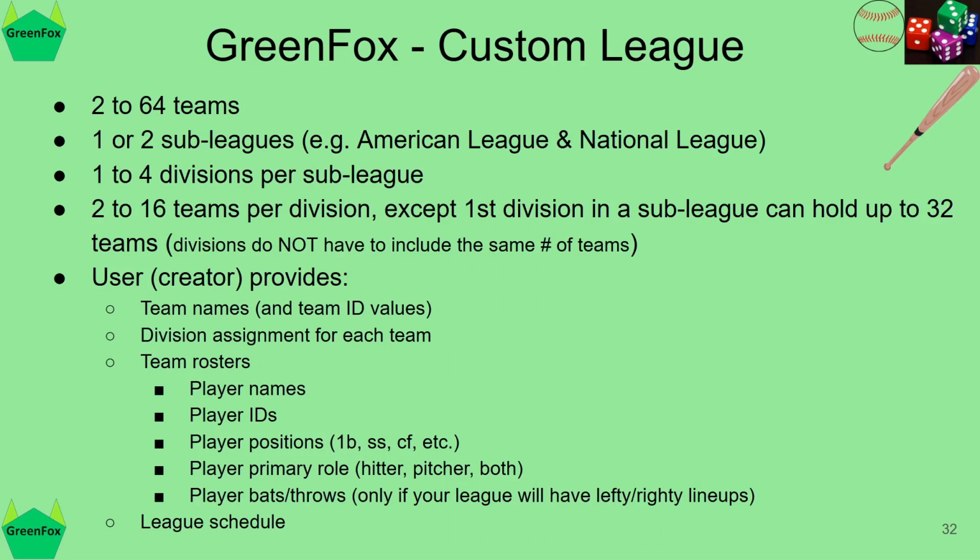So now in a custom league, let's talk about that. This can have anywhere from 2 to 64 teams. You can have 1 or 2 sub-leagues, but that's the maximum. You can have up to 4 divisions in each of your sub-leagues. And you can have 2 to 16 teams in each division. And you can even have more than that. In one division per sub-league, you can have up to 32 teams. Your divisions don't have to have the same number of teams.